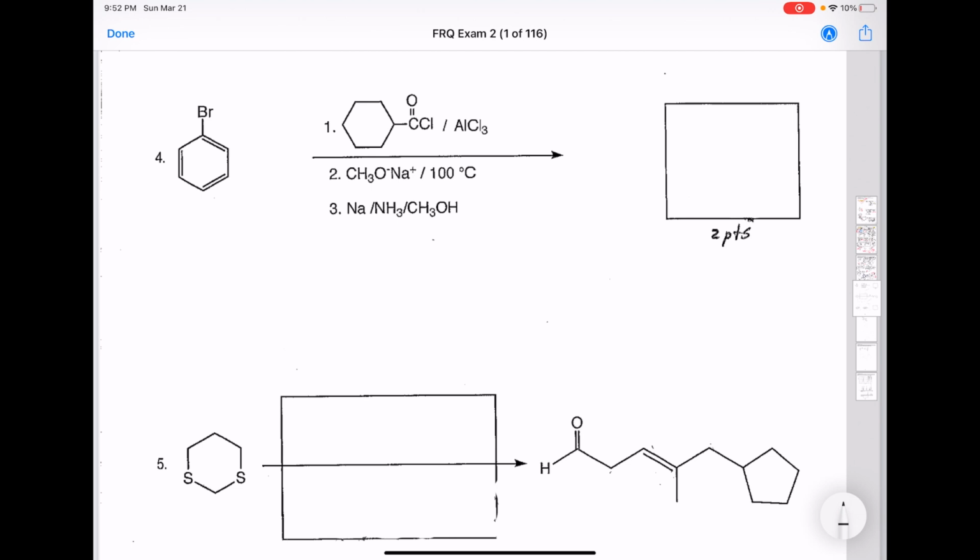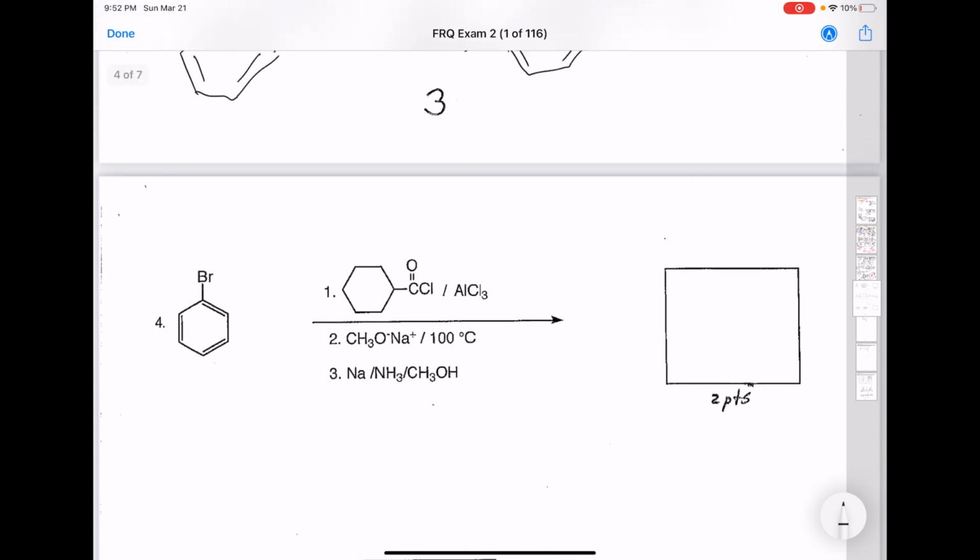For question 4, we are given a benzene ring with a bromine substituent, and we're given 3 steps, and we're asked to find the final product. So let's go ahead and walk through these steps. For the first step, we are given basically a reagent that has a carbonyl group, and it also has a cyclohexane on the left side and chlorine on the right side, and there's AlCl3, aluminum chloride.